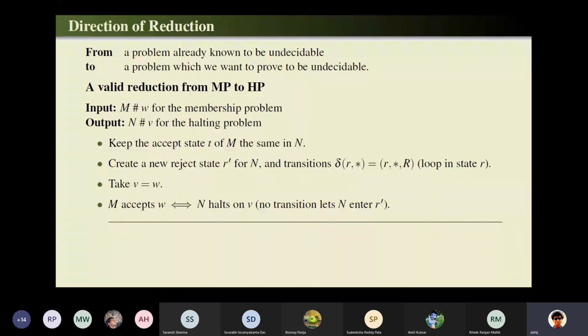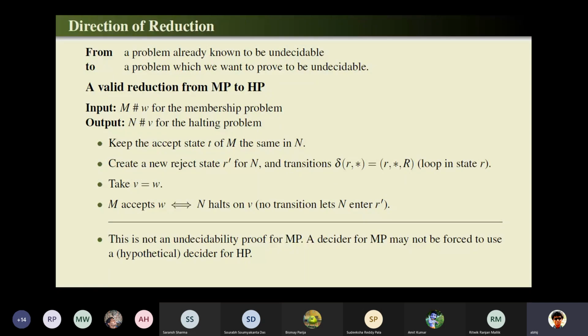So this direction is therefore very, very important. This is not an undecidability proof for MP, because a decider of MP is not forced to use a hypothetical decider for HP. There may be other ways of solving it. In particular, however, if I somehow know that MP is undecidable, then this reduction will prove that HP is undecidable. So that way also you can proceed. If MP was proved to be undecidable, this reduction proves that HP is undecidable. It's not the other way around.